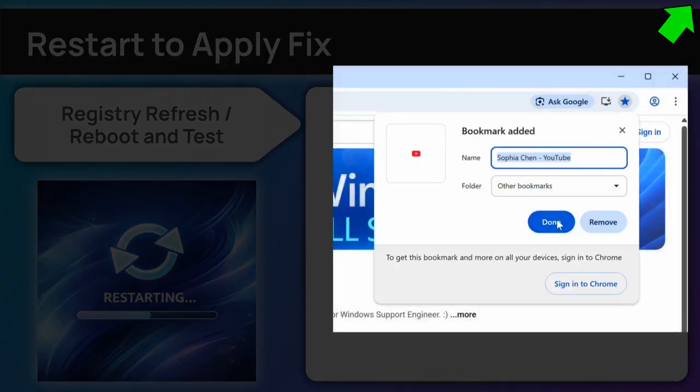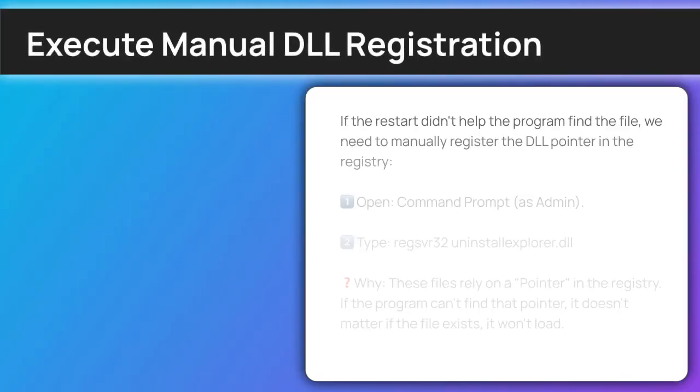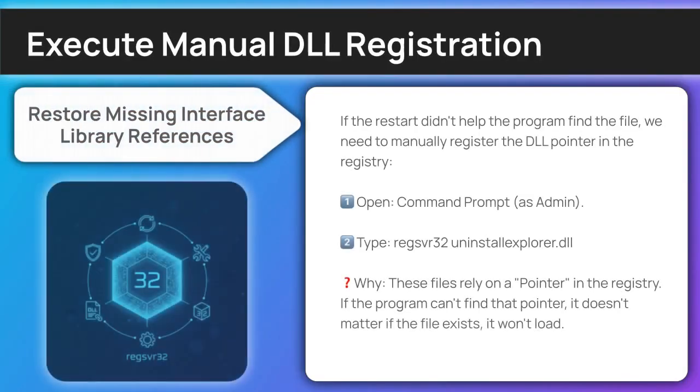If that didn't clear the error, follow these instructions to modify your system paths. If you need to pause the video to type these out, please do so. If the restart didn't help the program find the file, we need to manually register the DLL pointer in the registry. First, open Command Prompt as admin.